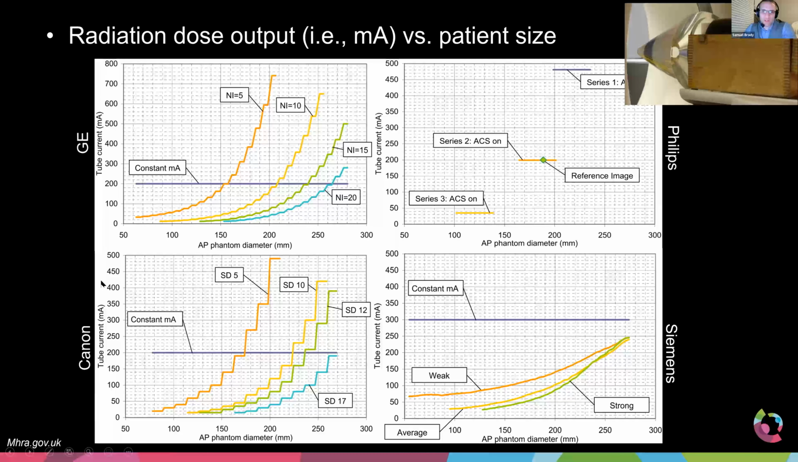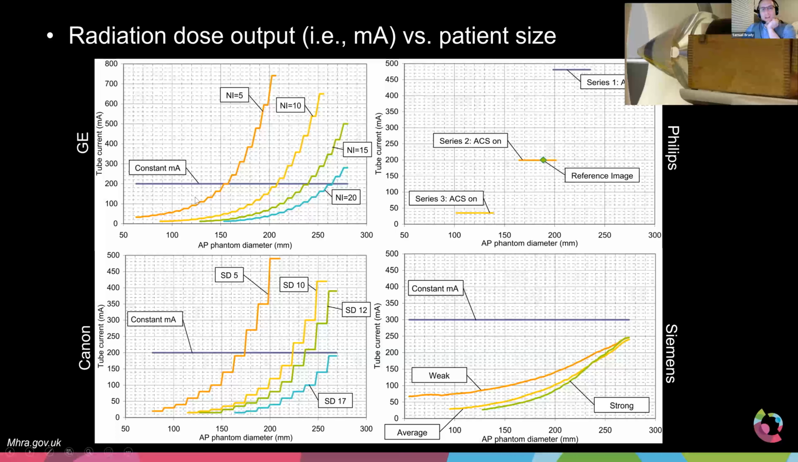So I'm going to focus on GE and Canon. They basically have the same idea. GE calls it the noise index. Canon calls it the SD or the standard deviation. It does the same thing. And so you're telling the system how much noise you want in the image. And then the system will pick the amount of output radiation.